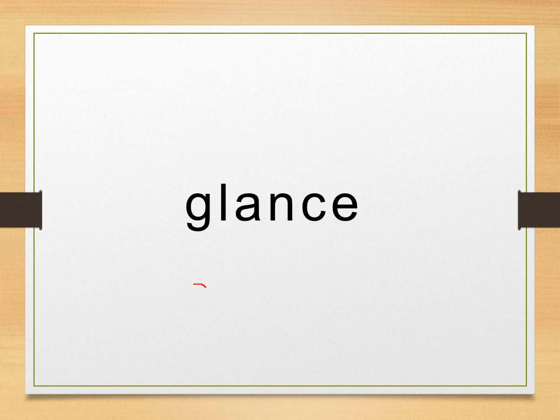And it's pretty similar to chance and dance. It just starts with the GL blend, gl. And then the ants is exactly the same. Glance needs that E so that the C can say S. Glance.